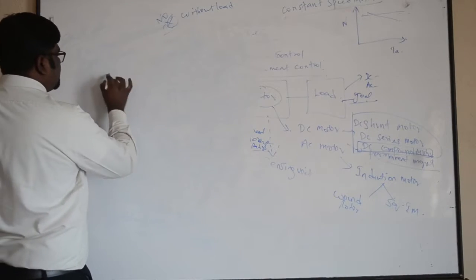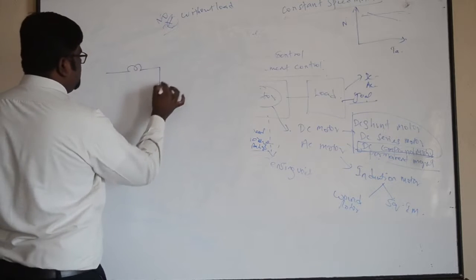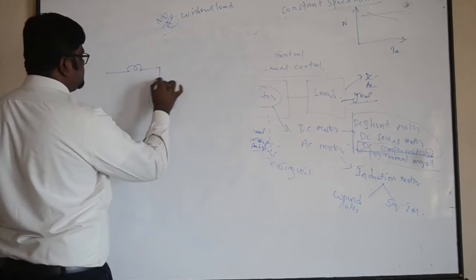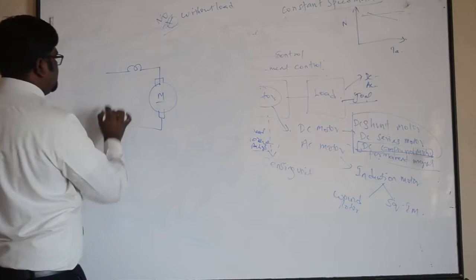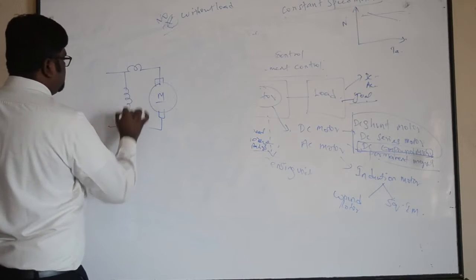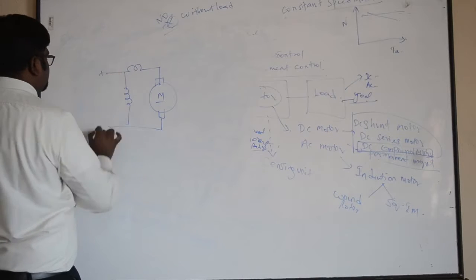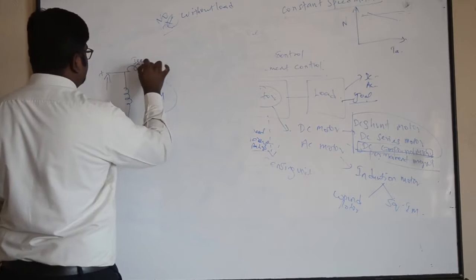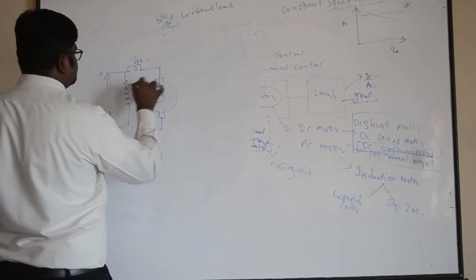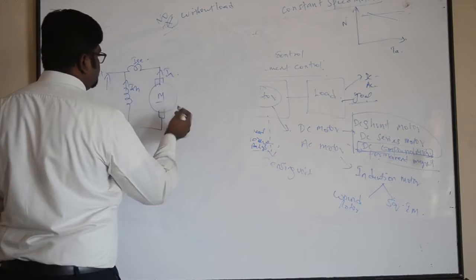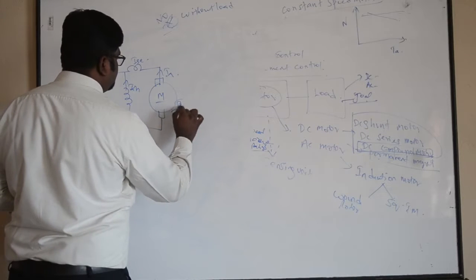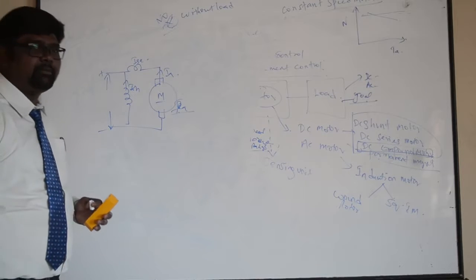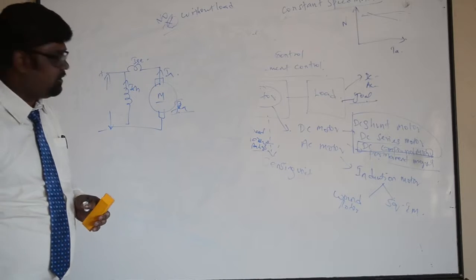The DC compound motor is nothing but the combination of both DC shunt and DC series motors. Here we have ESC and ISH, IA current and RA. This is the connection diagram of the DC compound motor.